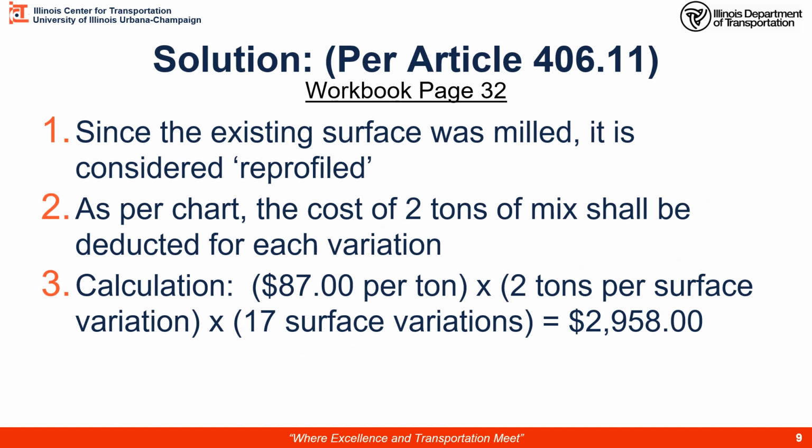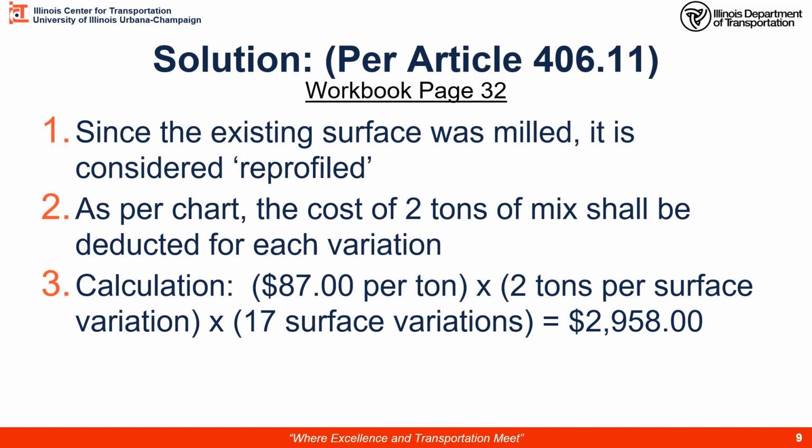If you go to your workbook, page 32, you'll see the solution. Again, go to Article 406.11 if you haven't already and review the specification. It's being milled, so that means it's considered reprofiled, so we're in that grouping. And then per the chart, we're going to deduct 2 tons of mix for each variation in the surface. For each scratch we have in the surface, we're going to deduct the equivalent cost of 2 tons of mix.